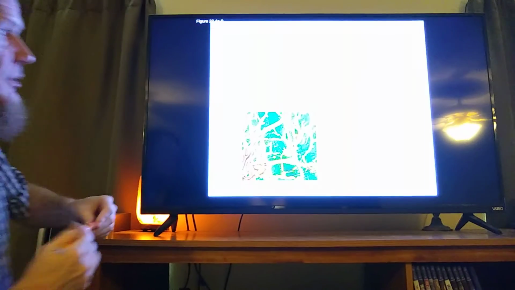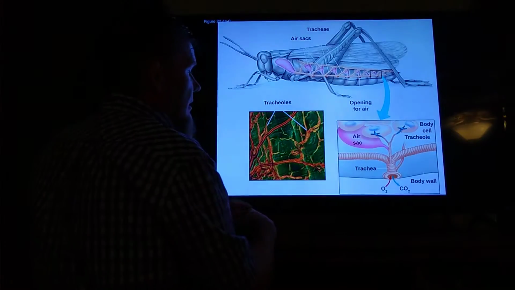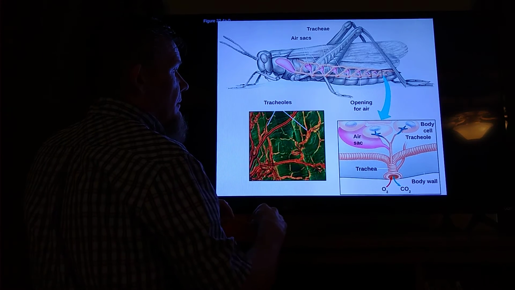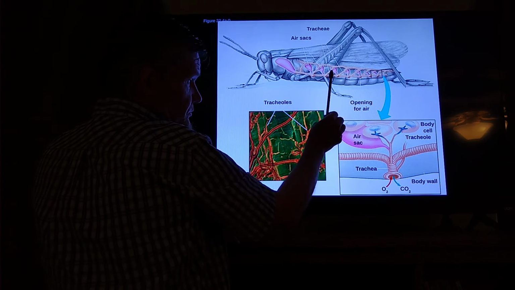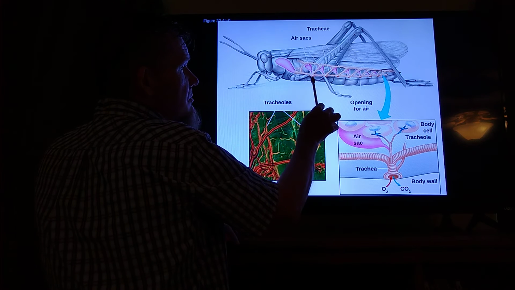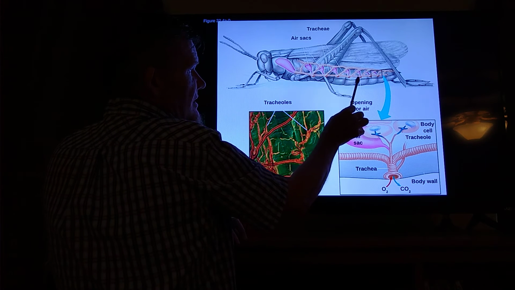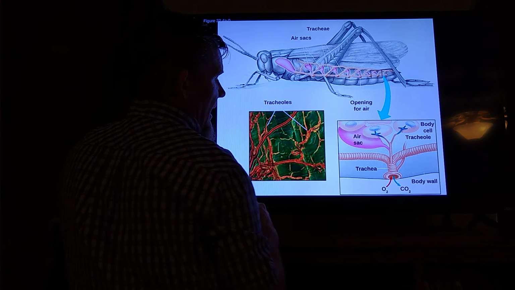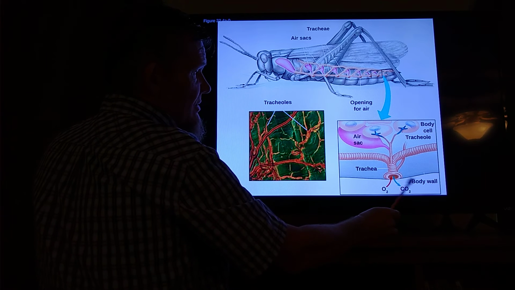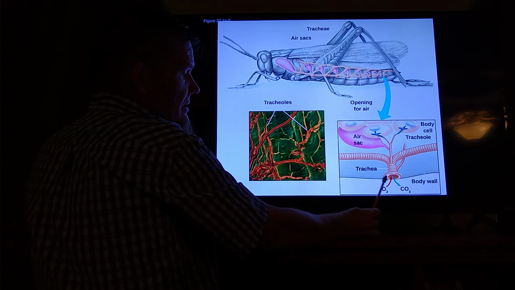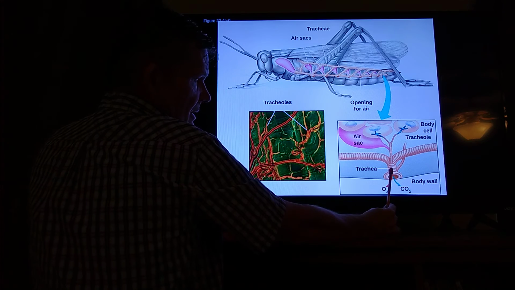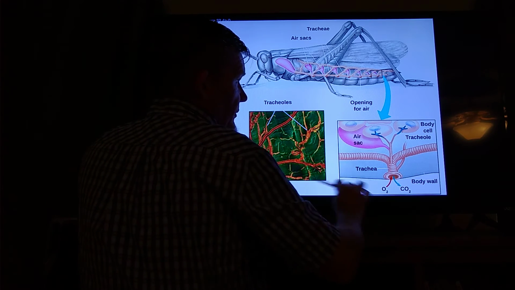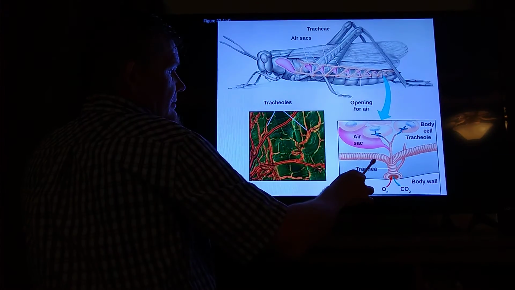This is the way the setup works. This is how it's set up in an insect. Here we see a grasshopper. Very small little holes on the sides of the abdomen of the animal are referred to as spiracles. These spiracles are the openings to the trachea. And these trachea go throughout the entire animal's body.